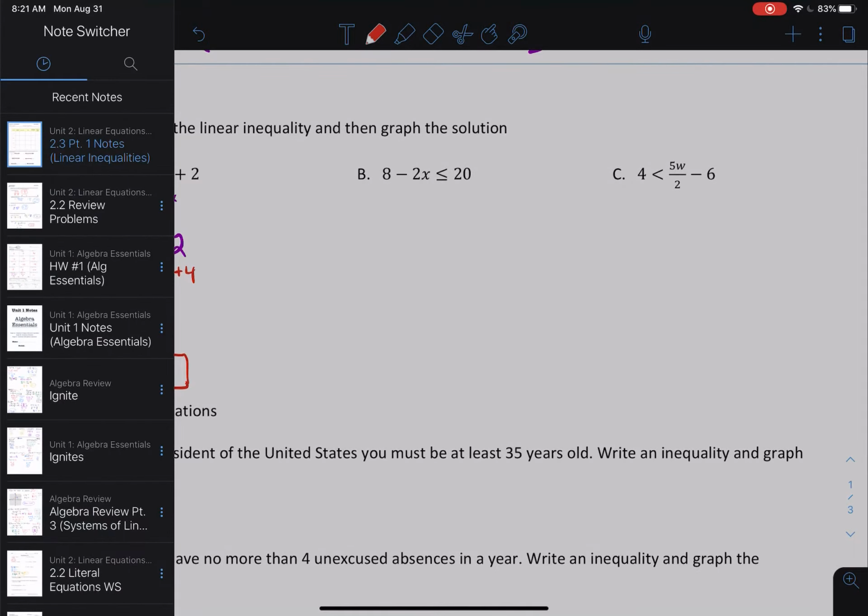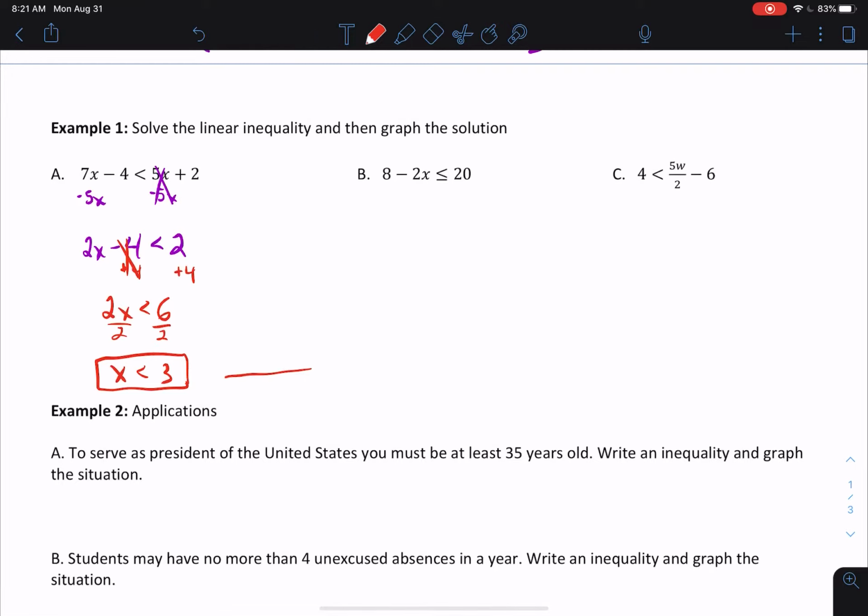Now I want to graph this. Oops, sorry. x is less than 3. So I'm starting at 3. It's going to be an open circle at 3. And x is less than 3, so I'm going to shade to the left.